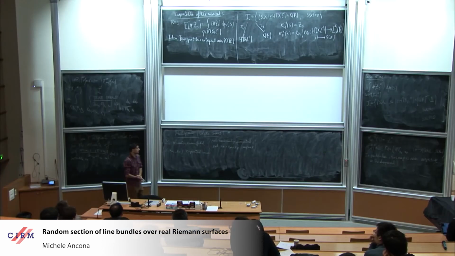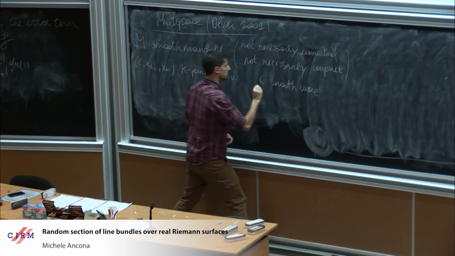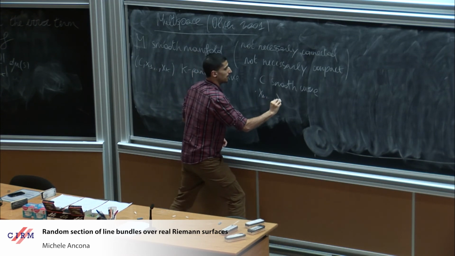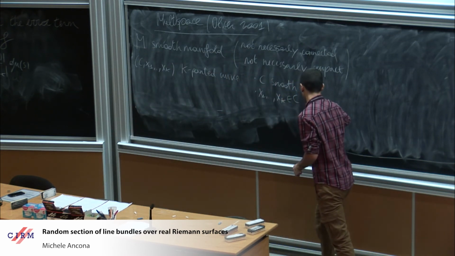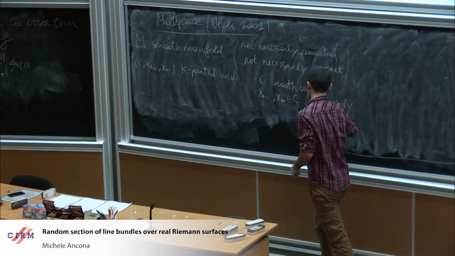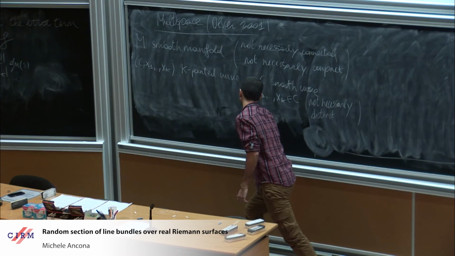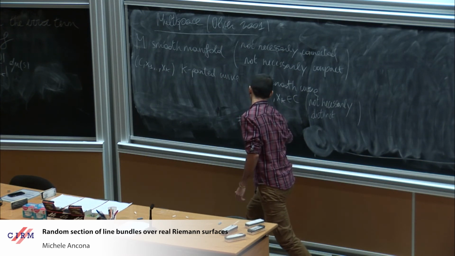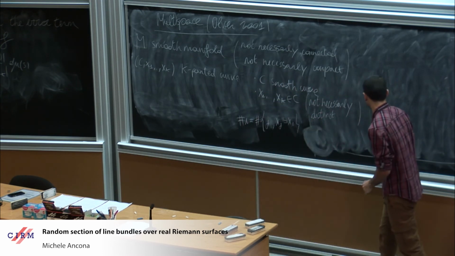So what is a k-pointed curve? It is a smooth curve C in M, so a one-dimensional real object, together with k points on C, which are not necessarily distinct. So in this case, we denote by n(i) the cardinality of the set of x_j such that x_j equals the point x_i, sorry.